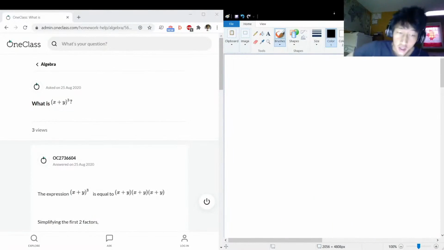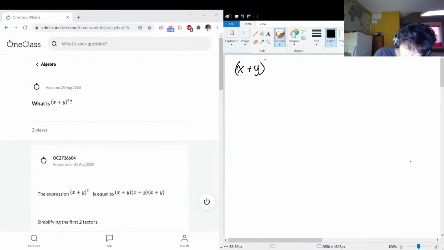Okay. So the next question that we got on the menu today, what is x plus y to the power of 3? What is that? Now, I know it might be a little bit tempting to say that, hey, what's just x cubed plus y cubed? No, absolutely wrong. Not even close.